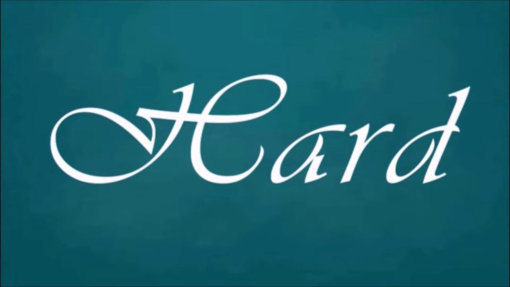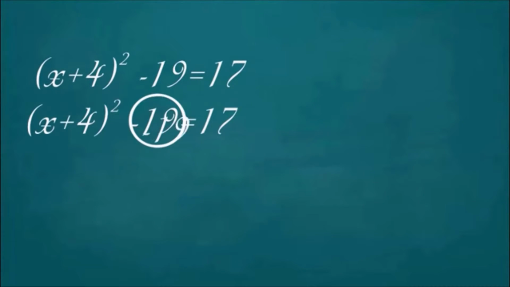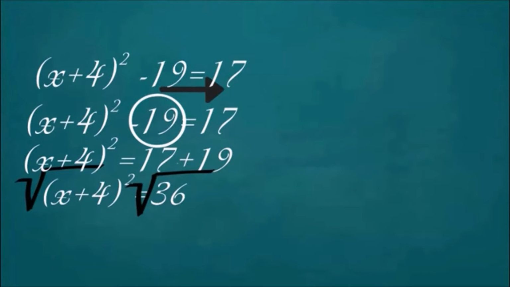Here's a hard example of a quadratic equation. Quantity x plus 4 squared minus 19 equals 17. Transpose the constant term to the right side. Solve the equation on the right side and copy the given on the left. Place a radical sign on both sides to get their square root.